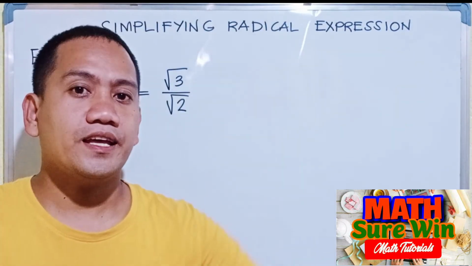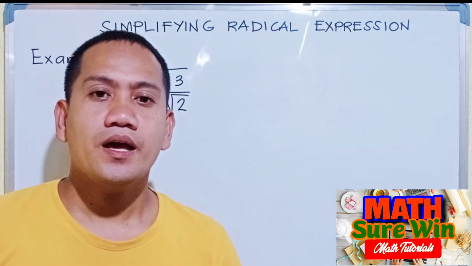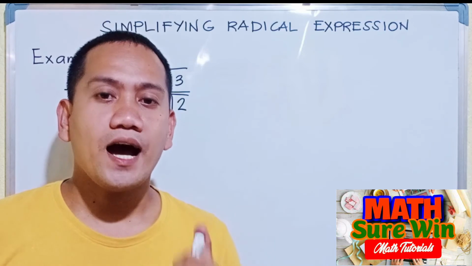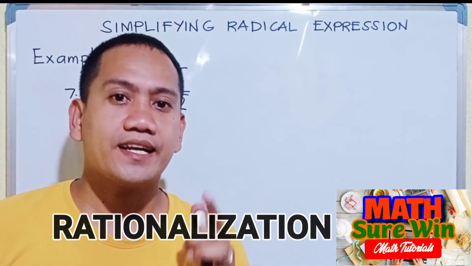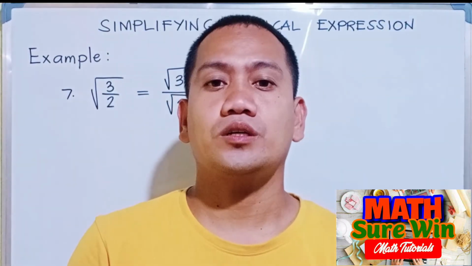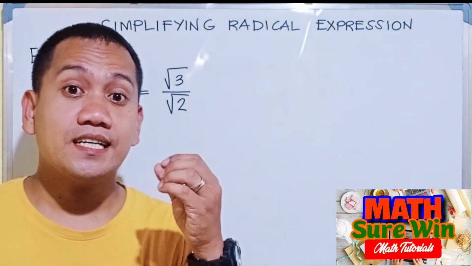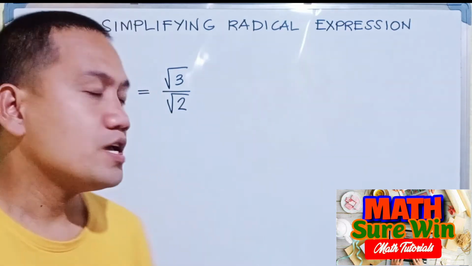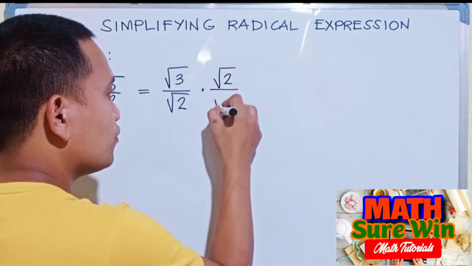But earlier we mentioned that a radical is considered to be simplified if and only if there is no radical symbol in the denominator. Remember that the process of eliminating the radical symbol in the denominator is known as rationalization. So how will we rationalize this given radical expression? All we need to do is think of a possible number that will be multiplied to our denominator to make it a perfect square. And I would suggest it would be better to multiply it by itself. So this means we will multiply both by square root of 2 all over square root of 2.